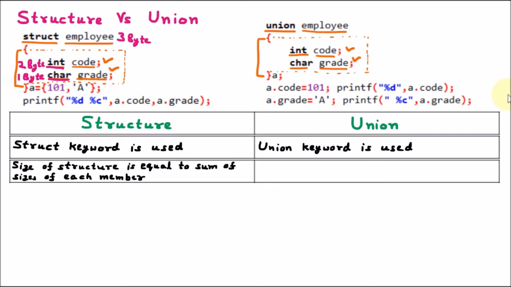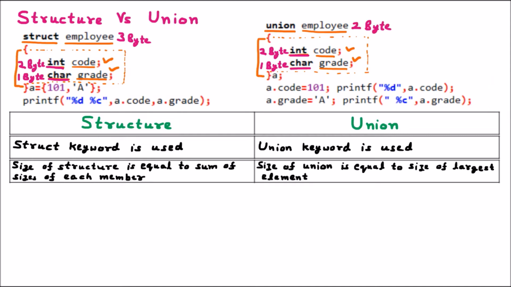But if we talk about the union, in the union we have an integer that is of 2 bytes, and we have a character that is of 1 byte. In the union, we have shared memory, and that memory is equal to the largest element size. So here we know that 2 bytes is the largest size. So the size of the union will be 2 bytes. So the size of a union is equal to the size of its largest element.